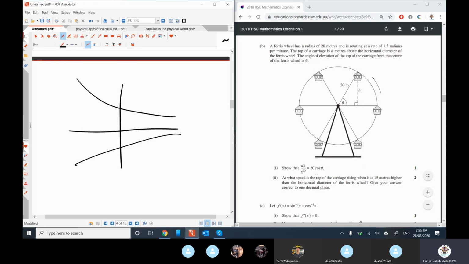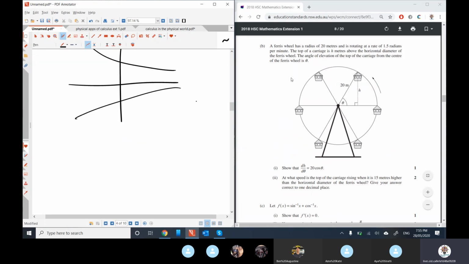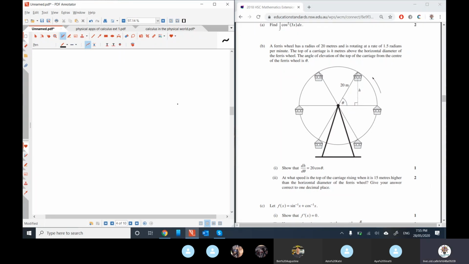I think this is a rate of change. It looks like a rate of change because it says dh on d-something. This is it. See? You could have done all your textbook questions and probably would not have seen a Ferris wheel question. Exams, you've got to do exams. There it is. Here we go. Let's try this one.